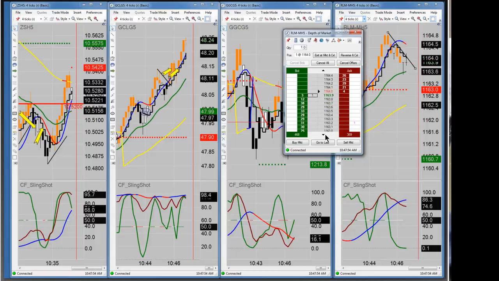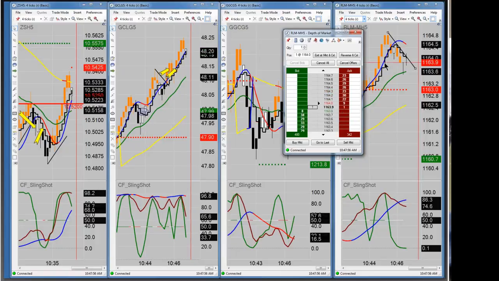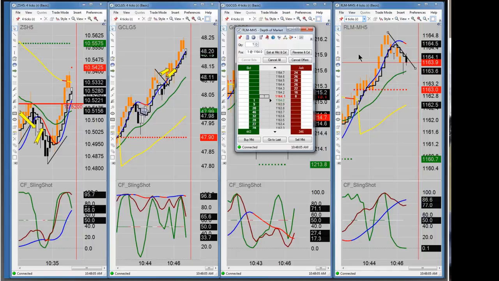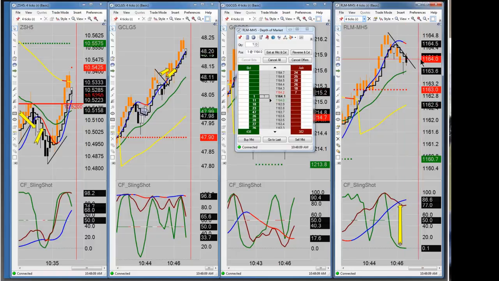Long on the Russell on the up close off the BBC. Remember step 1, the cross. Step 2, price pulls away. Step 3, it comes back down, touches the BBC. Step 4, you have bullish divergence with a blue cycle. Entry is on the up close of the bar.